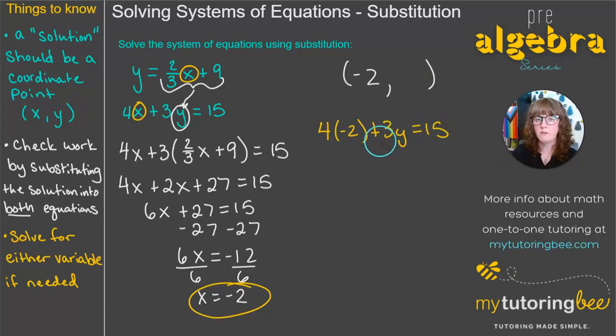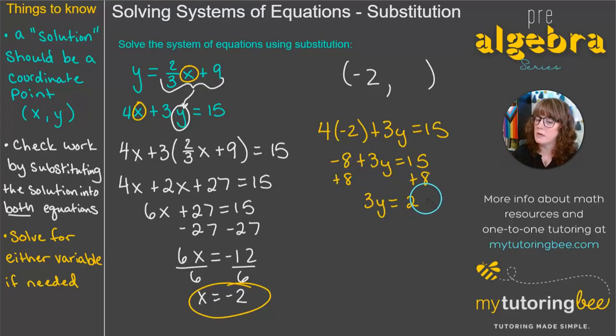So again, what I've done here is I've removed that x, and now all I have is a y in this equation, which means I can solve for it. So 4 times negative 2 is negative 8 plus 3y equals 15. And then we're going to add 8 to both sides. We get 3y equals 23.